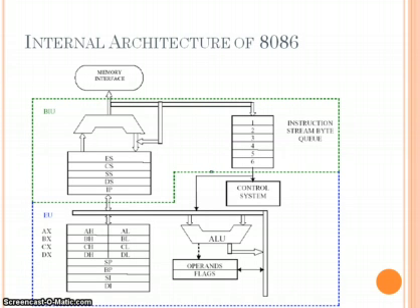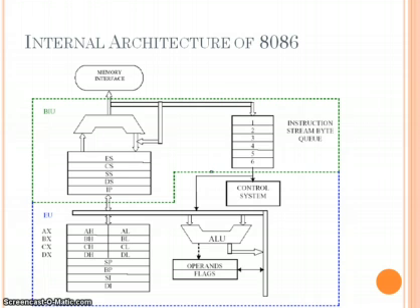Now here we have the internal architecture of 8086. As shown in the figure, this architecture is divided into two different parts, that is, the bus interface unit. The bus interface unit is completely responsible for communication within the microprocessor, or communication from microprocessor to peripheral or peripheral to microprocessor. It has different segmentation registers, an instruction queue, and an instruction pointer.